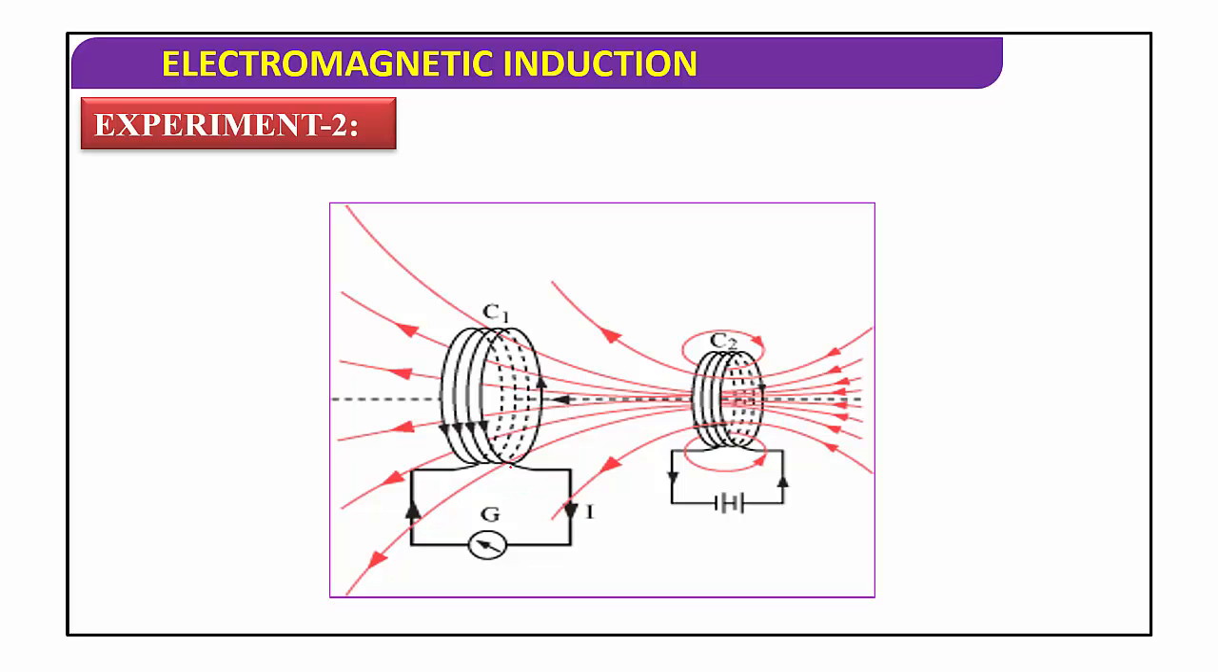What are we going to consider in experiment 2? We considered 2 coils. These 2 coils have n number of turns. The first coil C1 is connected to a galvanometer, and this galvanometer shows deflection that gives the presence of current. Then coil C2 is connected to a battery, and from the battery we will get electric current.